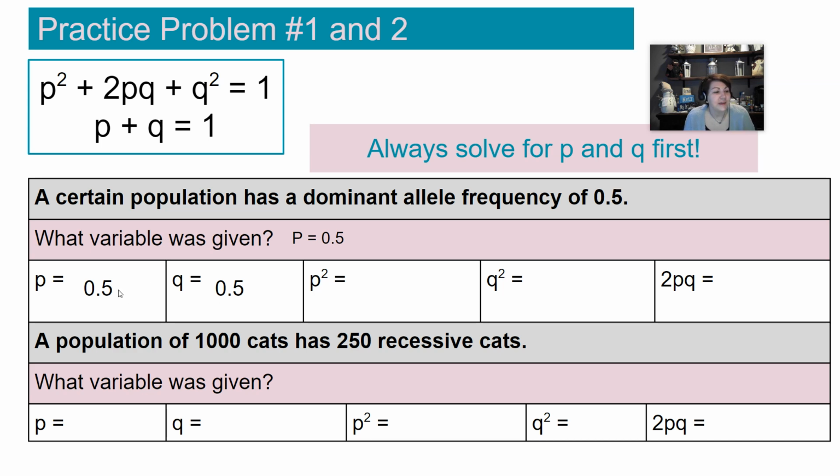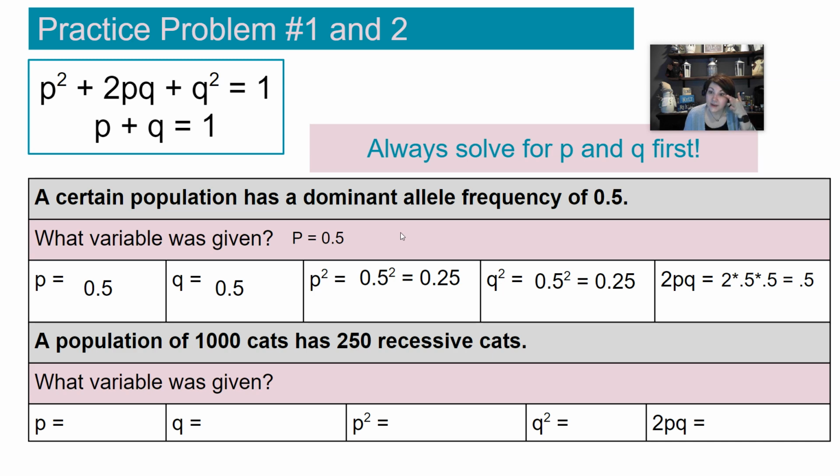So then I use my P to find P squared. So 0.5 squared gives me 0.25. That's my P squared. My Q squared is Q, 0.5 squared, so 0.25. And lastly, 2PQ. So 2 times 0.5 times 0.5 actually gives you 0.5. Decimals are funny. So I've solved for all of my frequencies of Hardy-Weinberg given my one known.